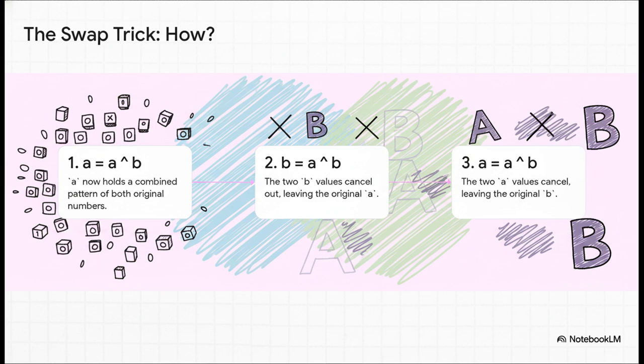And thanks to our cancellation property, the two B's just cancel each other out. They become 0, leaving just the original A. So B now holds what A used to.